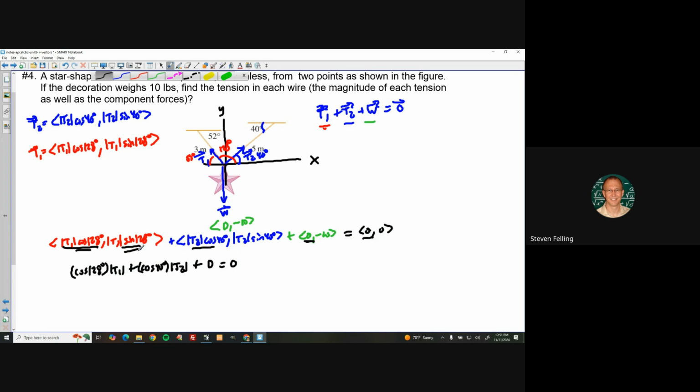And the y components have to all sum on the left to be 0 on the right. So this would be sine of 128 times magnitude of T1 plus sine of 40 degrees times magnitude of T2 plus negative 10 has to equal 0. And now I've got a system of two equations with two unknowns. So to solve this system, I'm going to use a calculator and use RREF. Okay, but first I'm going to move this to the other side. So I'm going to instead make this, I'll write it one more time.